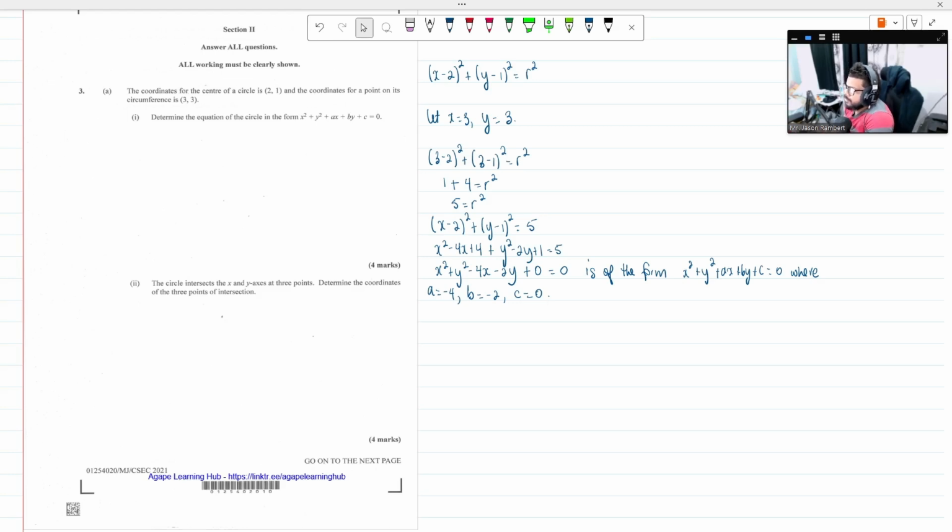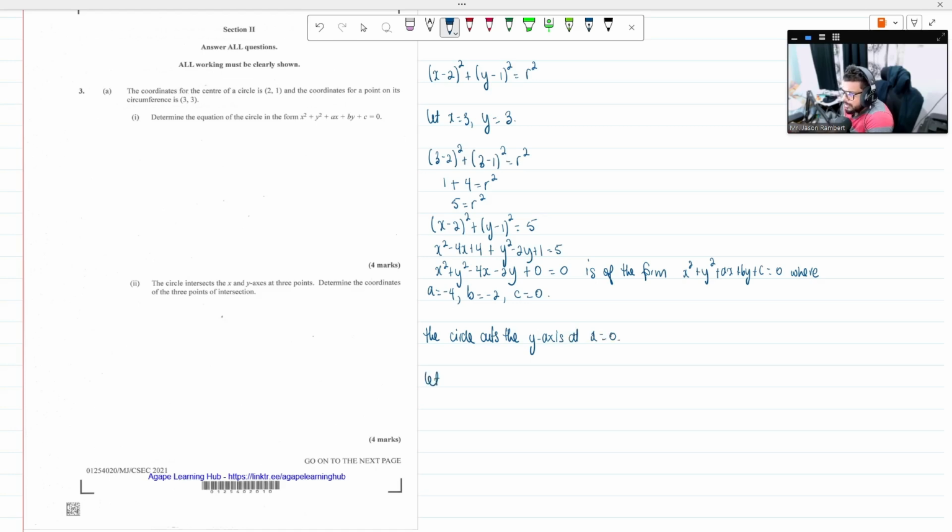All right, part 2. The circle intersects the y and x axes at 3 points. Determine the coordinates of the 3 points of intersection. Okay, so I can say that for part 2, the circle cuts the y-axis at x is equal to 0.